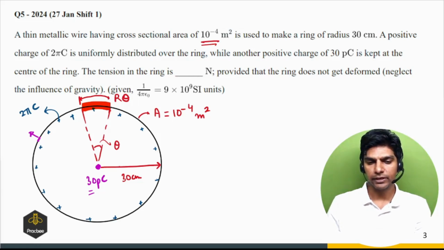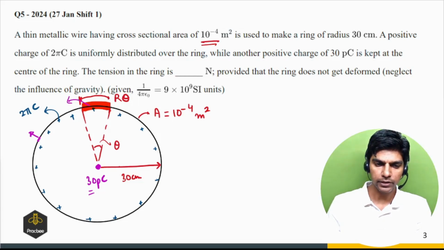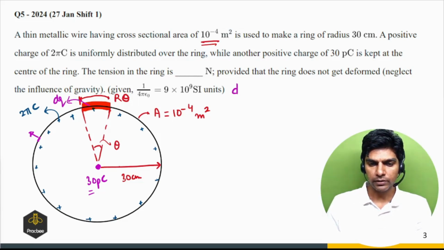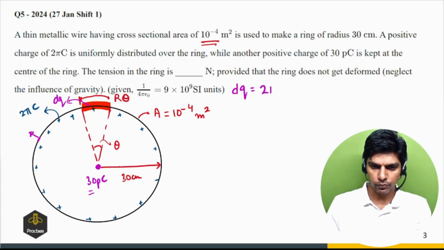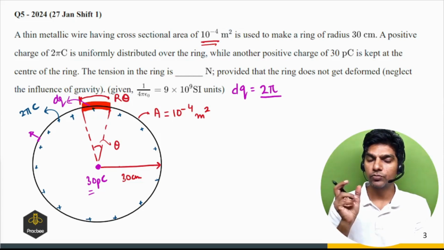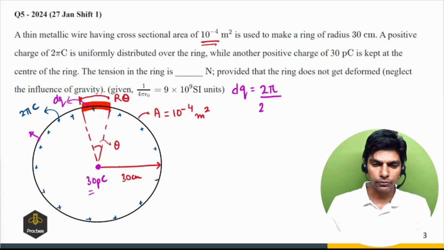And it's a uniform wire, right? So what is the charge on this small element? We can say dq is the charge on this small element. So dq can be written as total charge, that will be 2 pi coulomb, divided by the circumference, charge per unit length, times the length of the element. So it will be 2 pi r, and r is given as 30 centimeters. Let me write it as 0.3 meters, multiplied with the length of the element, which is r theta, and r is 0.3, and theta.